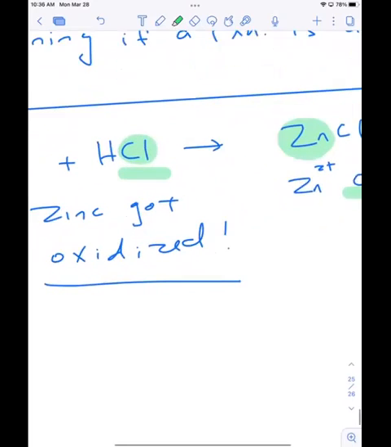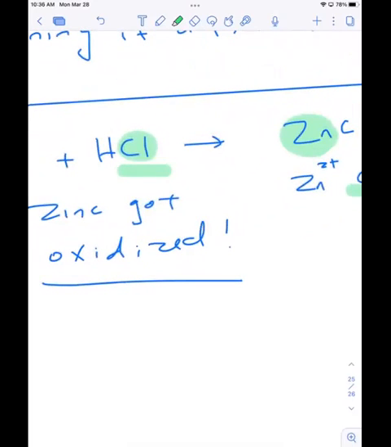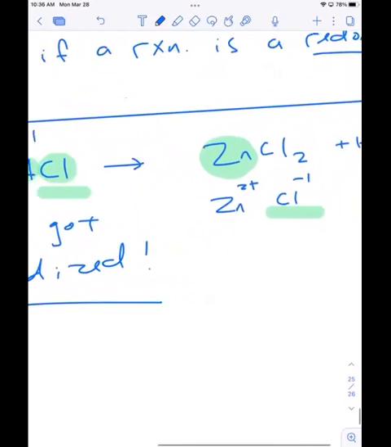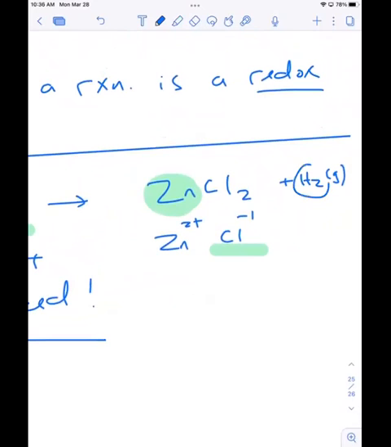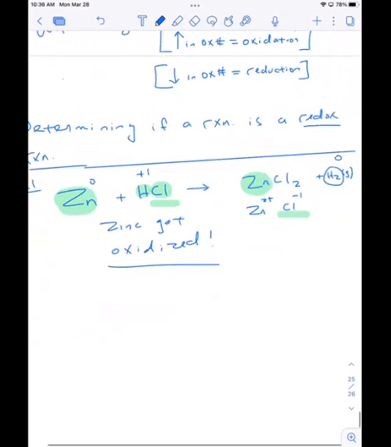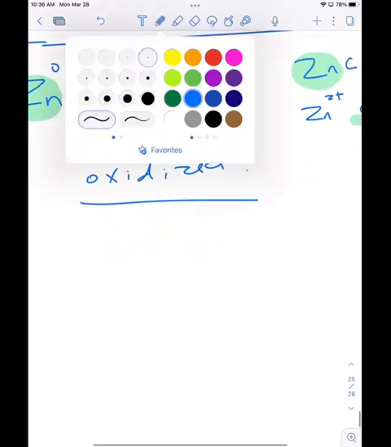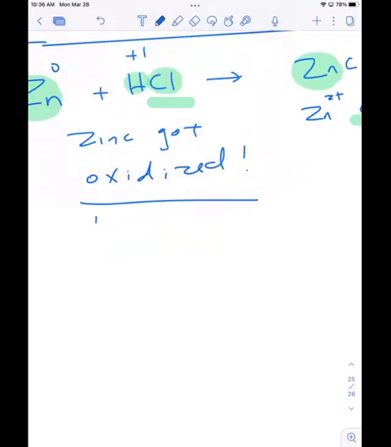Or we look at the hydrogen. What is the charge on hydrogen? Over here it is +1, and over here it is elemental, so it's 0. So the hydrogen gets reduced in this case, not the chlorine. I apologize for that. Chlorine is -1 on both sides. It's the hydrogen that actually got reduced because it went from +1 to 0. So zinc got oxidized, and hydrogen gets reduced.